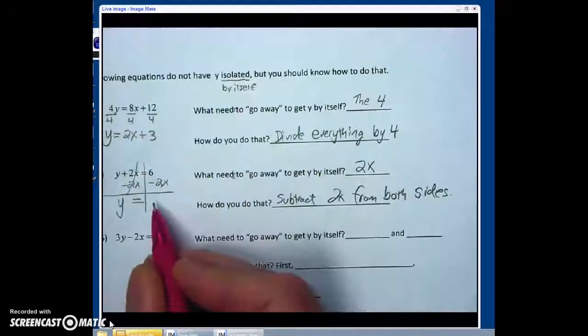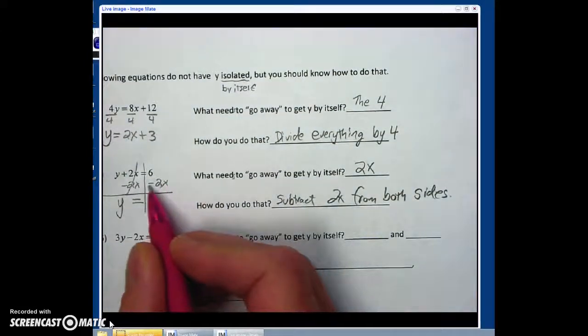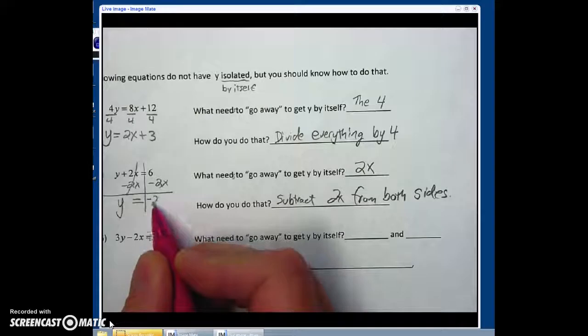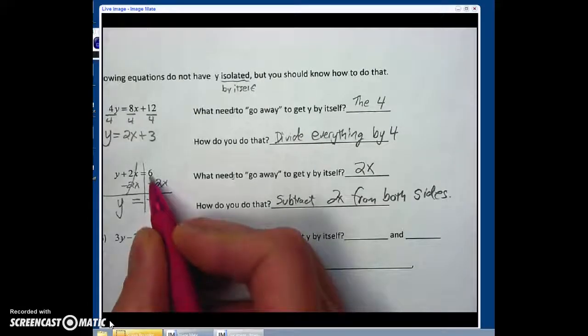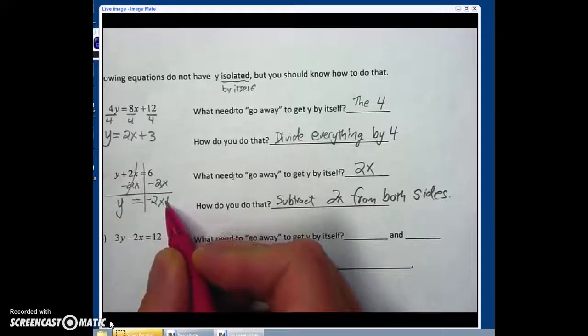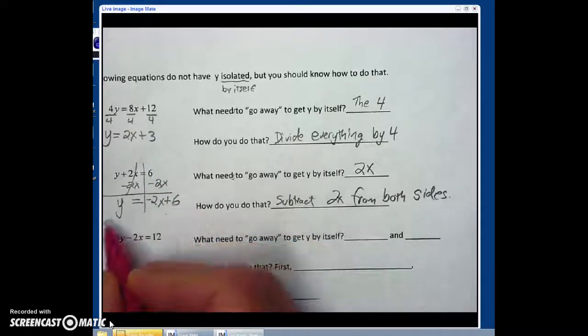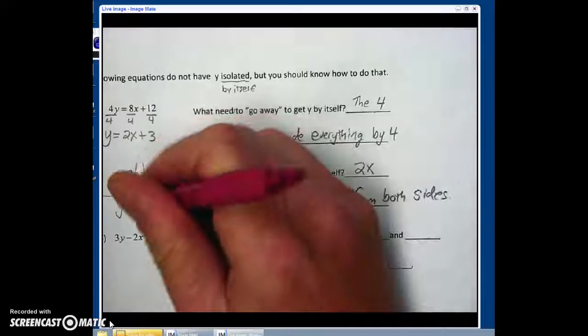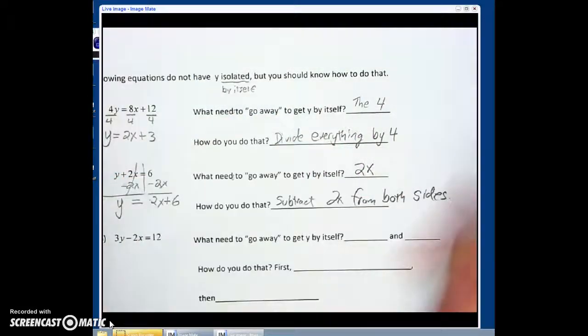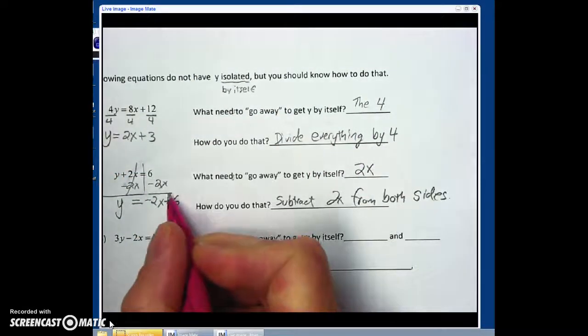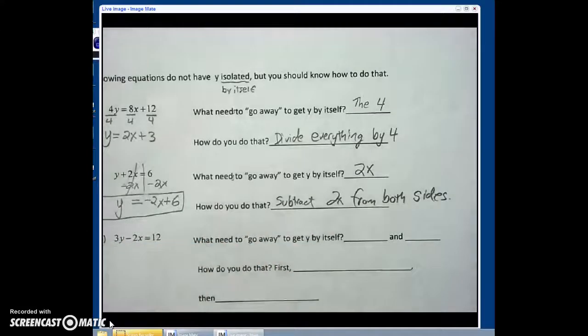So, having said that, the number that has the x in front of it is negative 2x. And then what's left is 6. Well, clearly that's a positive 6, so you just write plus 6. And now I'm just going to erase this little line here, the distractor. So you have y equals negative 2x plus 6.